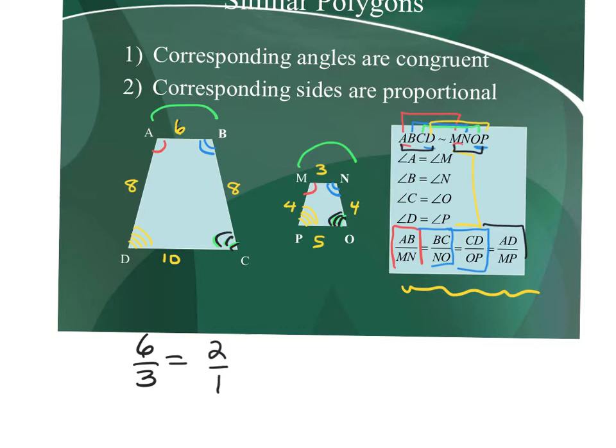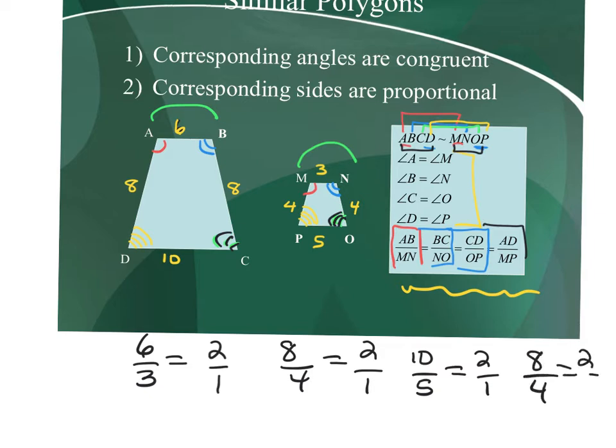Then if I do the same thing for BC, BC is 8, and NO is 4. That one also simplifies 2 to 1. And then I have to check the CD over the OP. 10 over 5 simplifies 2 to 1. And then lastly, the AD, which is 8, over the MP, which is 4. And this one also simplifies 2 to 1.